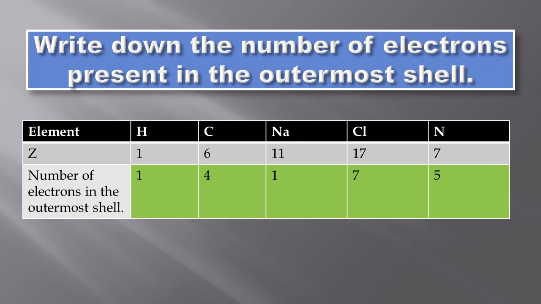Sodium 11. So the number of electrons in the outermost shell will be 1 because the electronic configuration of sodium is 2, 8, 1. For chlorine, the number of protons will be 17 and the number of electrons in the outermost shell is 7, and the electronic configuration of chlorine is 2, 8, 7. For nitrogen, the number of protons is 7 and the number of electrons in the outermost shell, or the valence electrons, is 5.